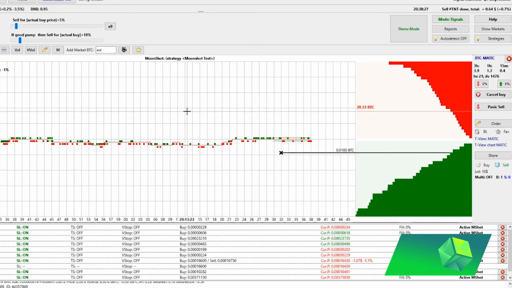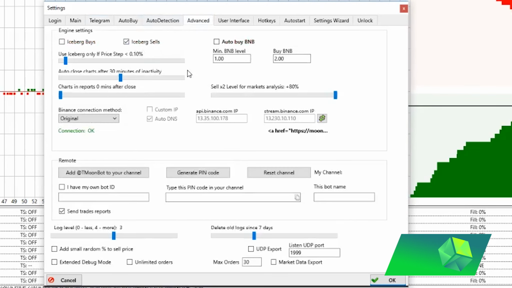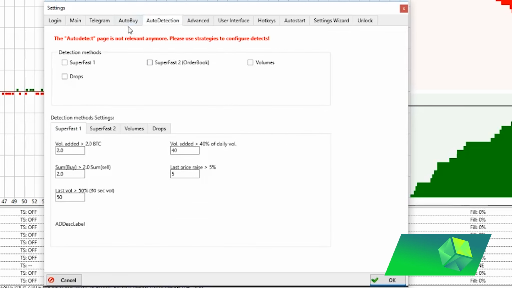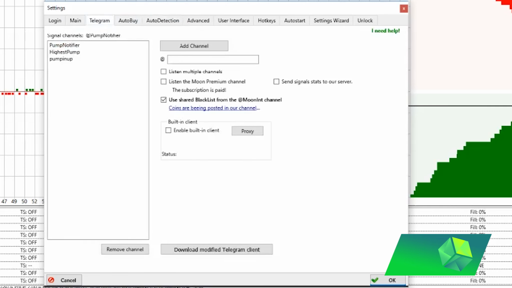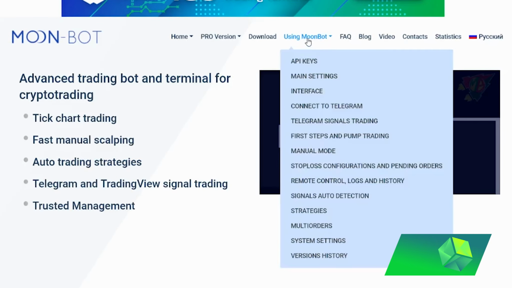Now, although that is the basic interface, there is still a lot more behind the scenes, and that comes in the settings. There are settings for Telegram, auto buy, auto detection, and advanced settings, even going all the way to iceberg buys and sells, where basically if you're trying to sell a large amount of a coin, then it splits up all the orders really fast so it doesn't affect the market price. There are all sorts of these features built into this bot, and if you want to more properly go through them, as I won't have time in this video, then I highly recommend you go on their website and read all of the using MoonBot articles, as this explains very well everything that they have in MoonBot.